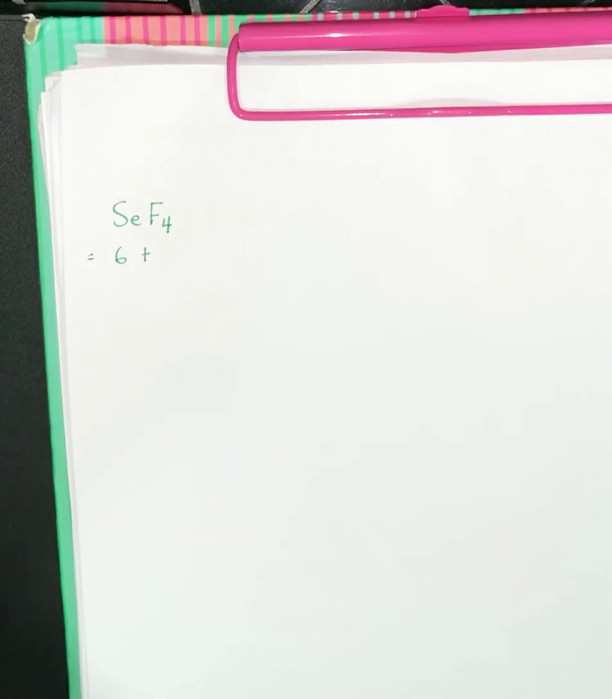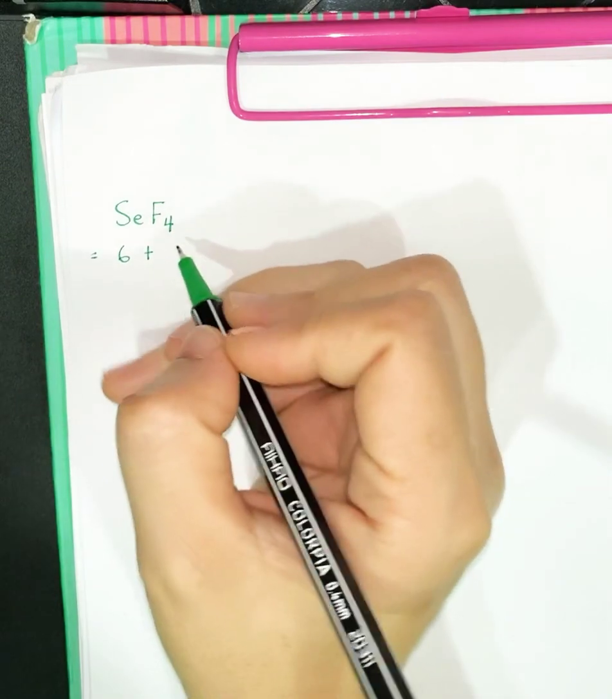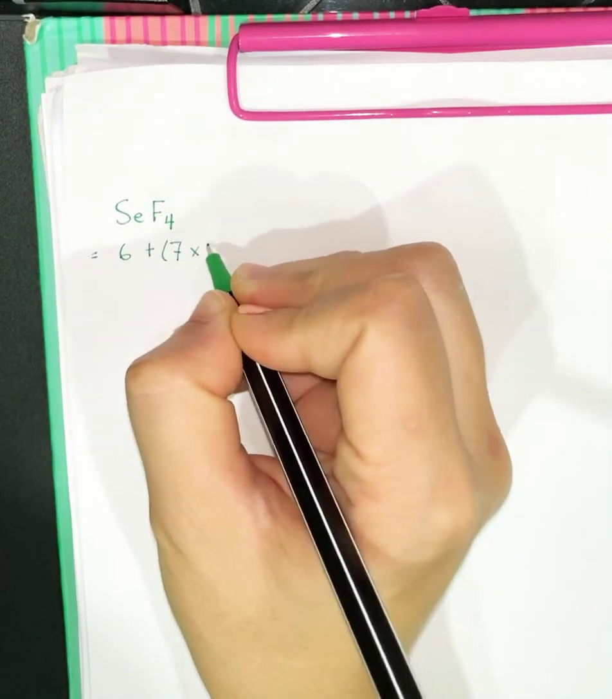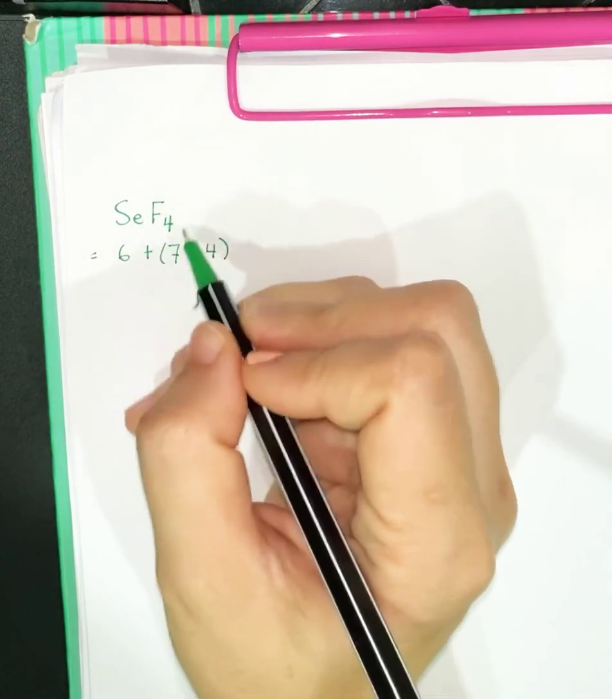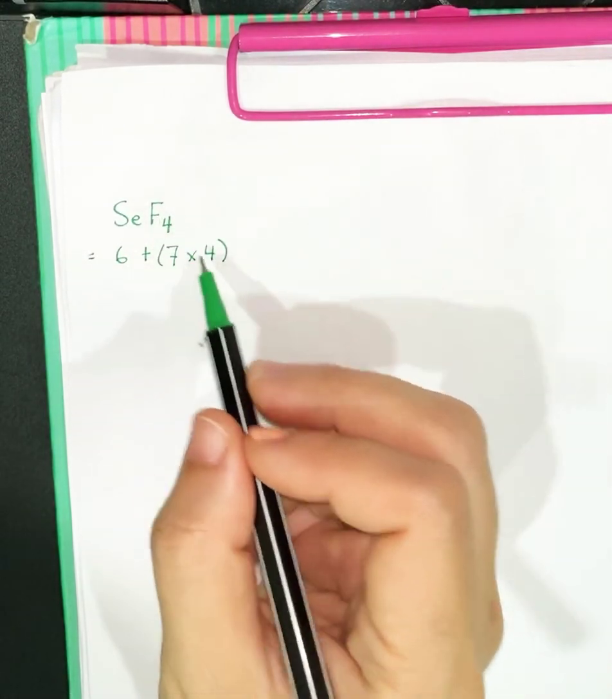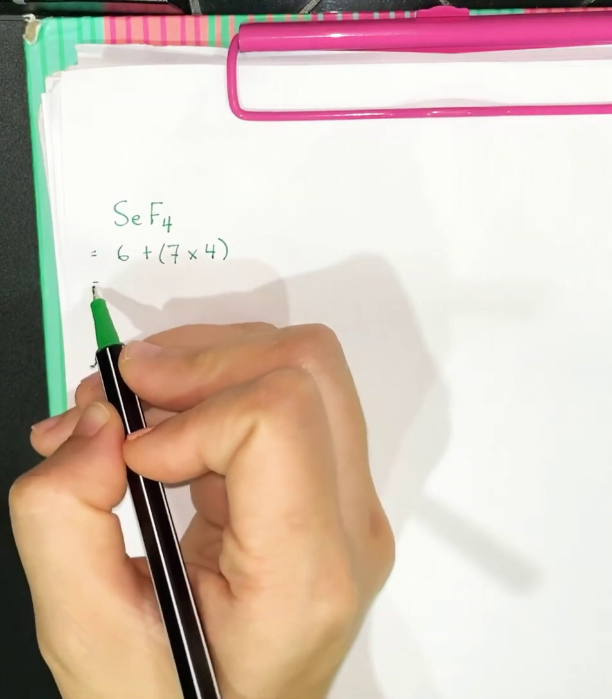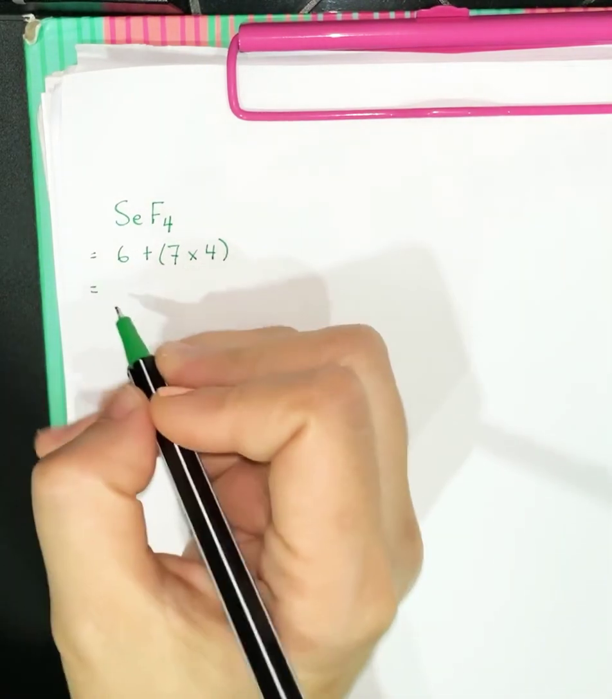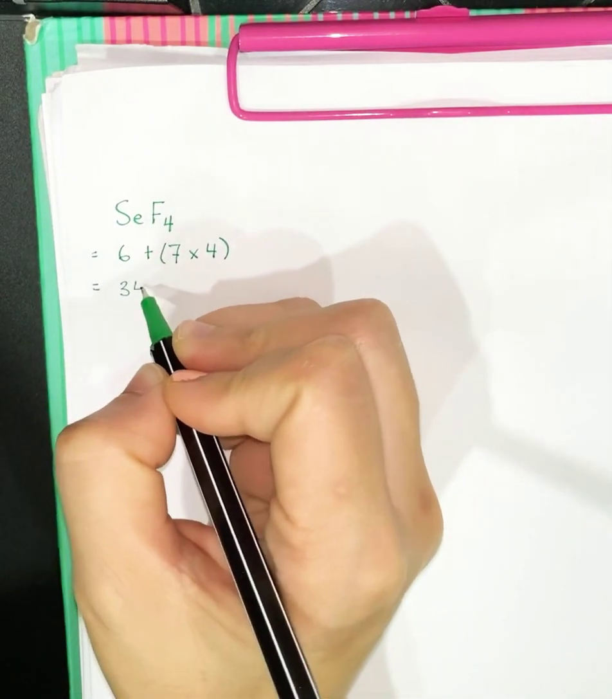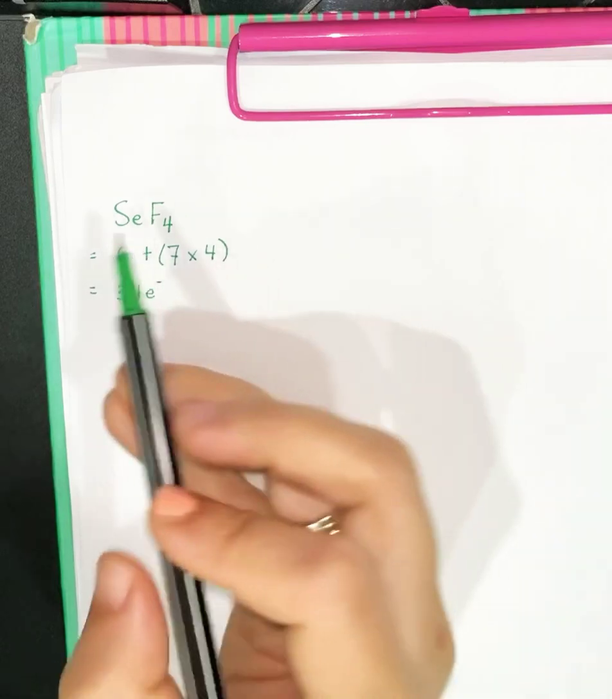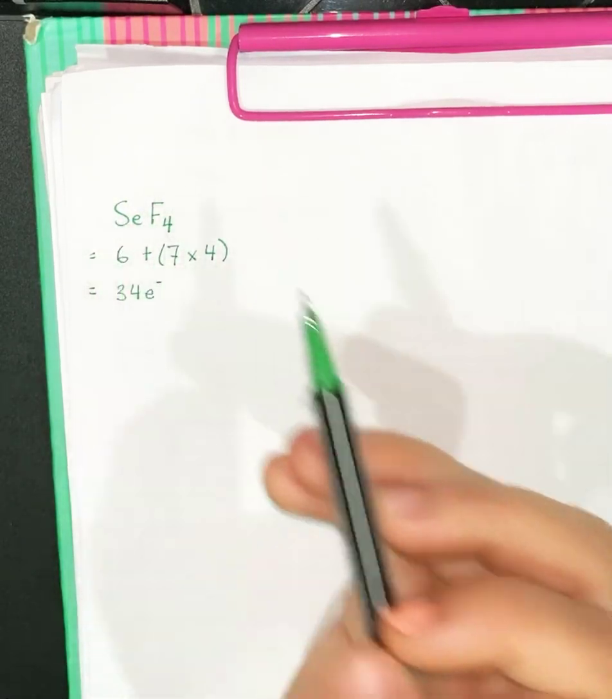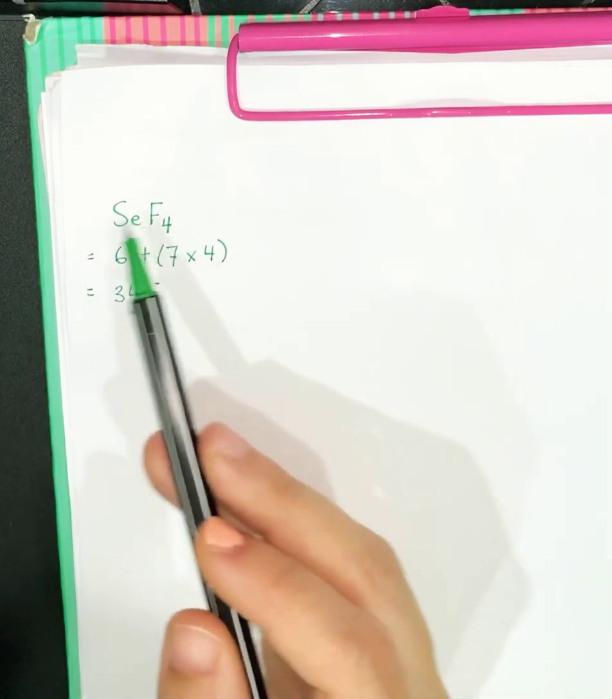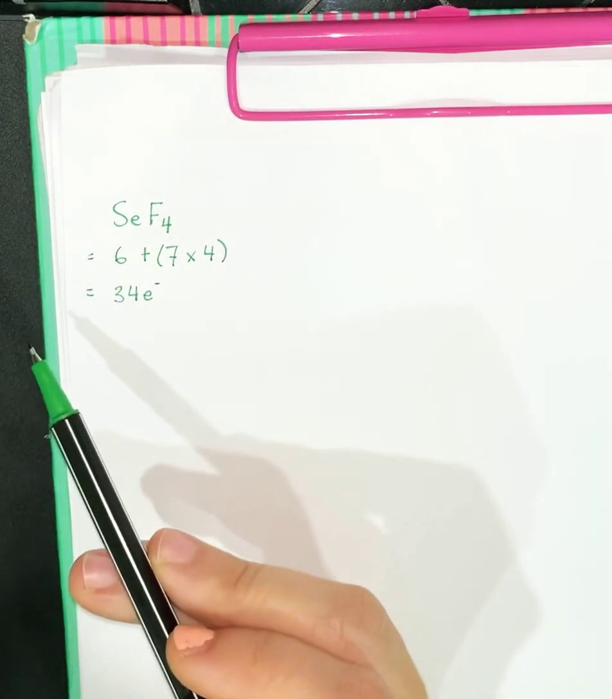Fluorine is in group 7, and we have 4 fluorines. So 7 times 4. So fluorine has 7 valence electrons and there are 4 of them. So now the sum is 7 times 4 is 28, plus 6, 34 electrons in total. We don't have a charge on this molecule, so there is no electron to add or subtract.